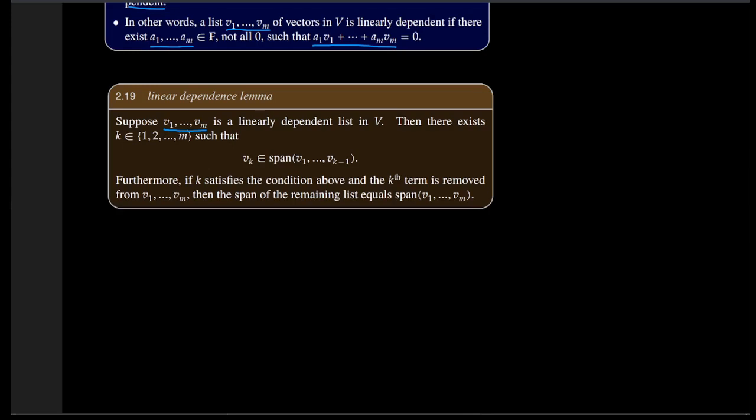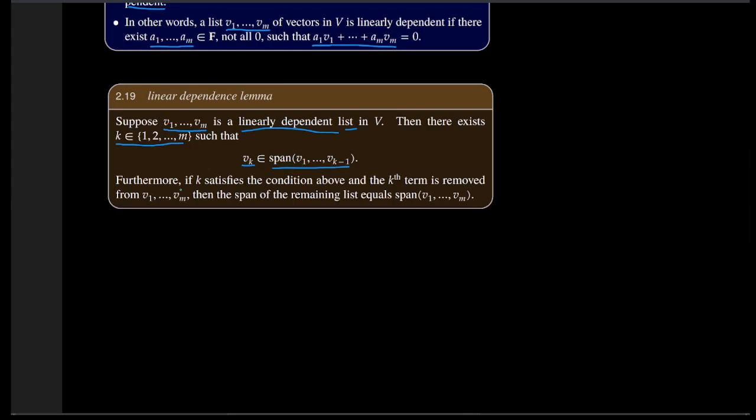The linear dependence lemma says that if you have a linearly dependent list, then there is some k such that vk is in the span of v1 through vk minus 1. That is, there is some element where that element is in the span of all previous vectors in the list. This is where the order part pops up. If you are just talking about a set of vectors, then you don't have an order, and it is not clear what this would mean. We are explicitly using the order right here.